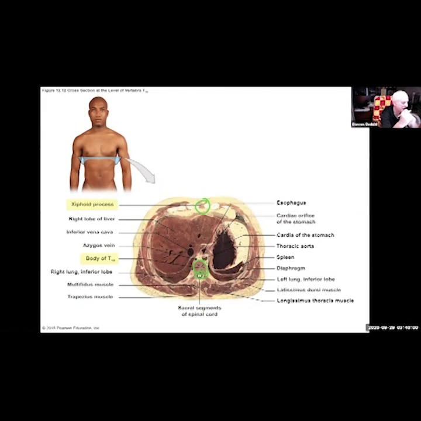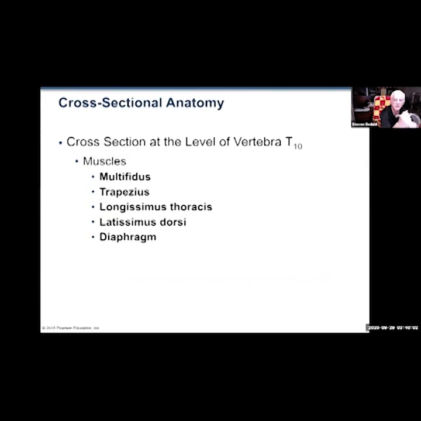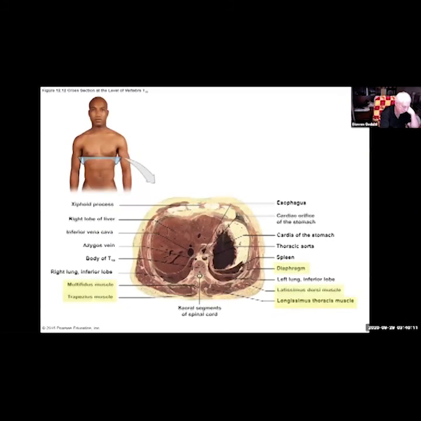Okay, at T10, you also have the multifidus muscles, trapezius muscle, longissimus thoracics, latissimus dorsi, and the diaphragm. Okay, so here's your diaphragm. Remember, the diaphragm is a big mushroom-shaped muscle. There's one on both sides. It extends all across here. It's a big mushroom shape. When it pulls down, it expands the thoracic cavity, so air comes in.